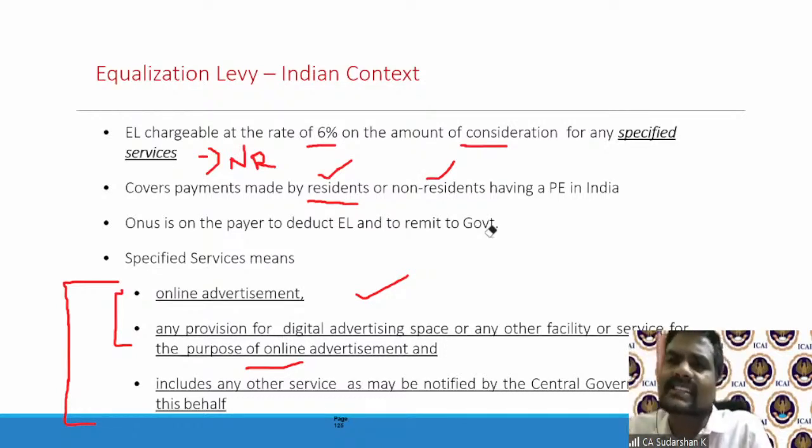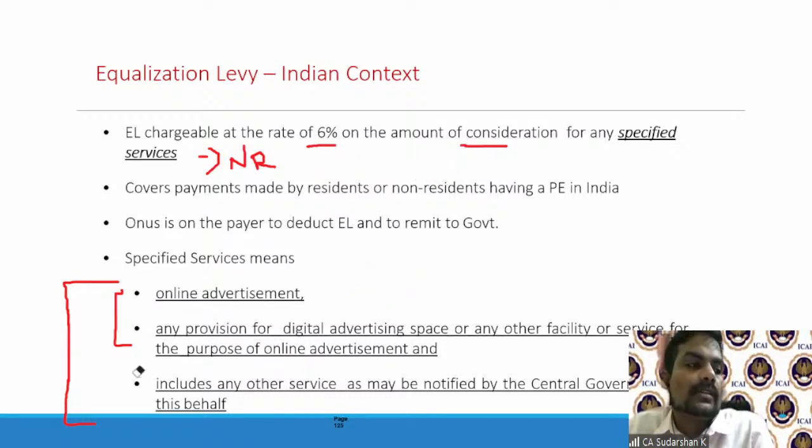Why only non-residents? Residents, very simple. You can always, global income, they're going to pay their taxes. You can always do assessment. Non-residents, the problem is like Google, they take advantage of the treaty network. How will you tax them? How will you recover from them? So therefore, the government introduced equalization levy and said, if a non-resident gets consideration for providing services pertaining to online advertisement to an Indian resident, then equalization levy will be chargeable at the rate of 6% on the amount of consideration.